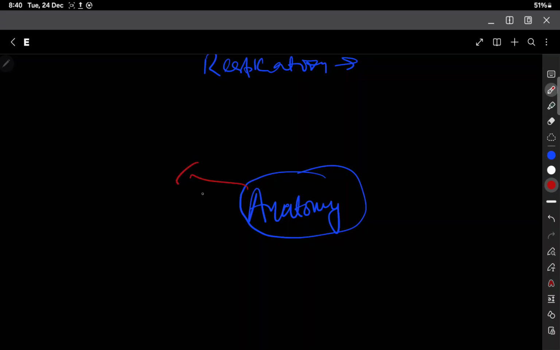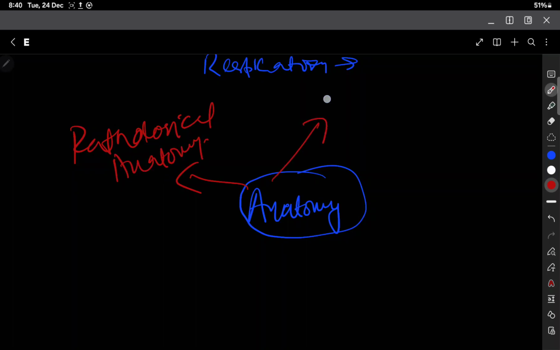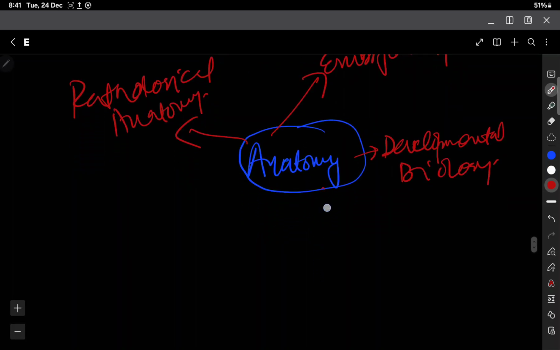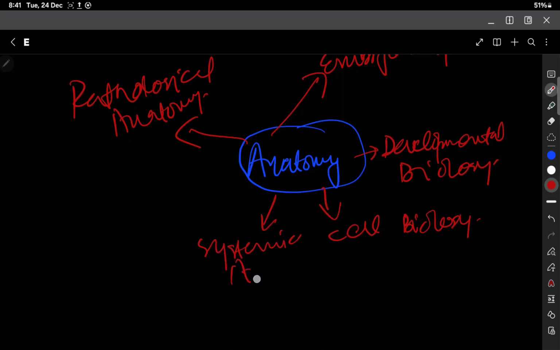For example, first will be pathological anatomy, where we are studying the diseased conditions or diseased structures. Same, one more scope is embryology, where we are studying about the embryo. Developmental biology, where we are studying the developmental things. Then cell biology, where we will be studying about the cell. Systemic anatomy. Okay, regional anatomy.